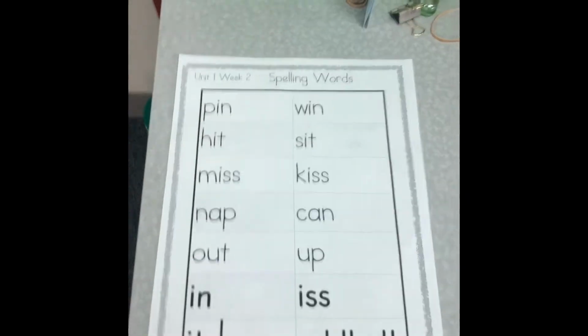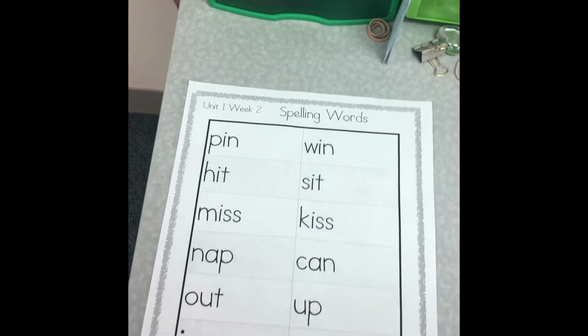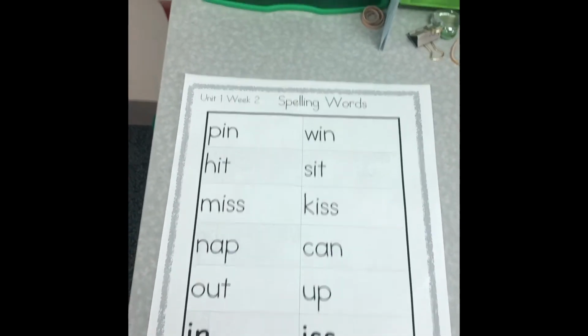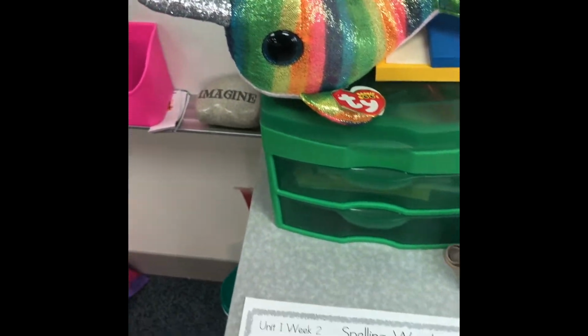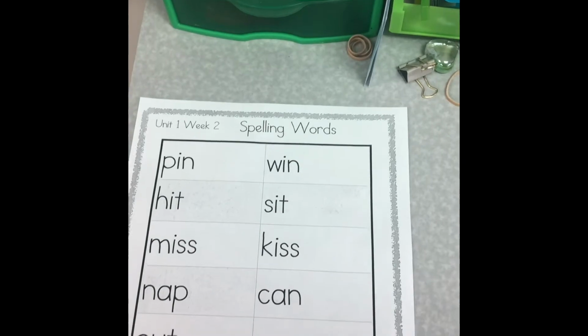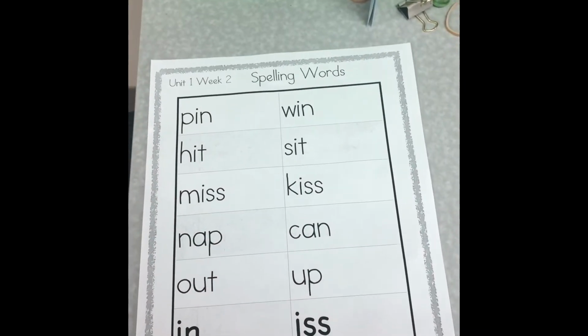Mrs. Kokums is here, and I'm going to show you how I want the class to sort their spelling words. We have Nari the Narwhal with us. He likes to be our helper. Here's my list for Unit 1, Week 2, my short I words.